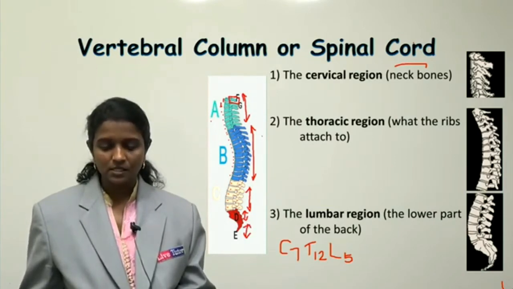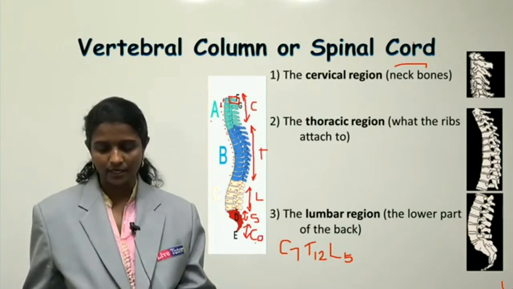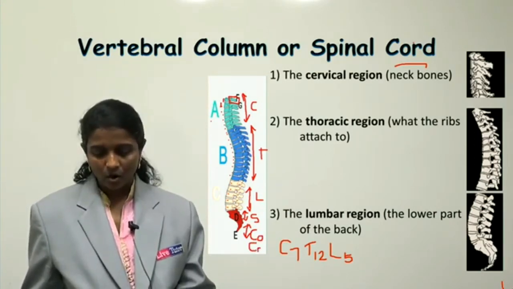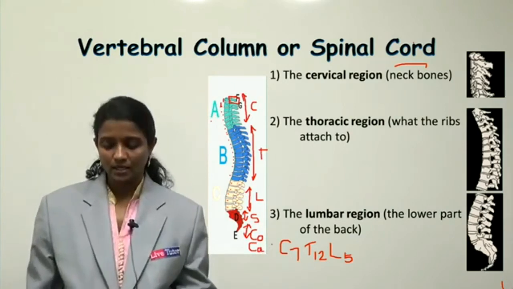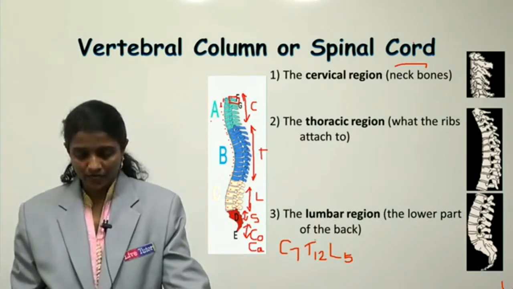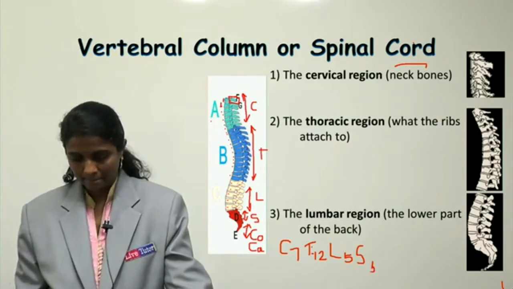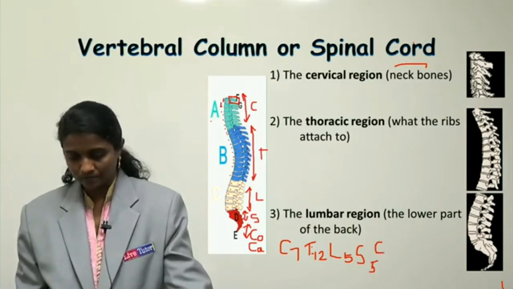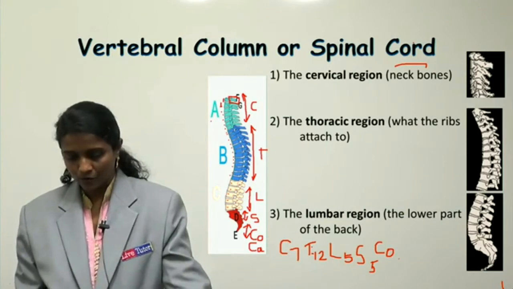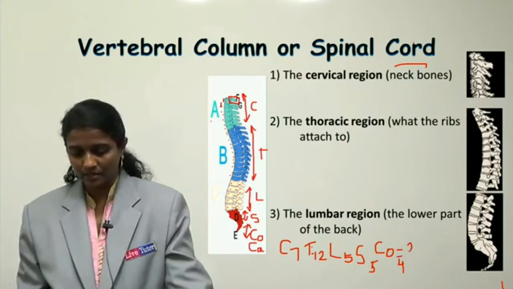I repeat, this is cervical, this is thoracic, this is lumbar, and this one is sacral bone, and the last one is caudal bone or coccygeal bone. It can be called either way, caudal or coccygeal. So, now we have C7, T12, L5, S5, CO4. Together they are 33 bones.